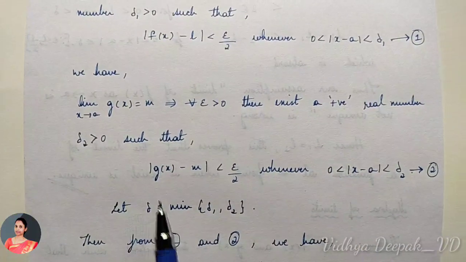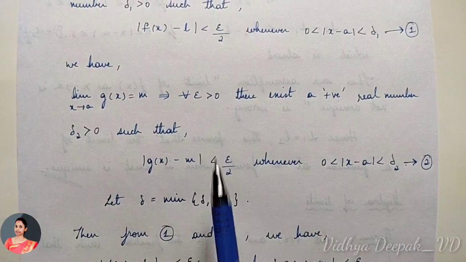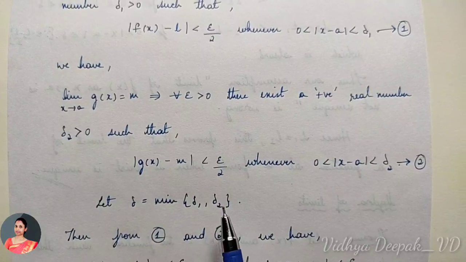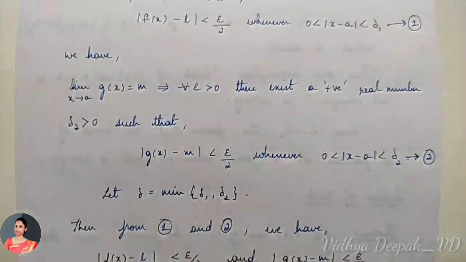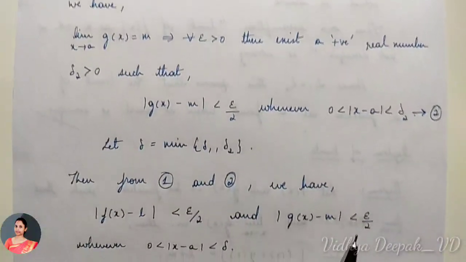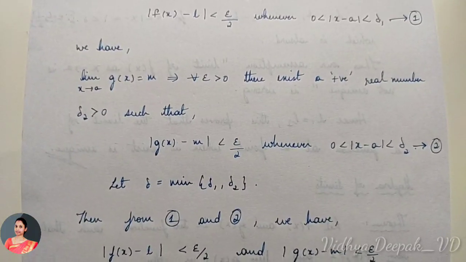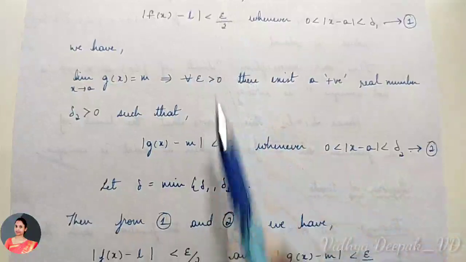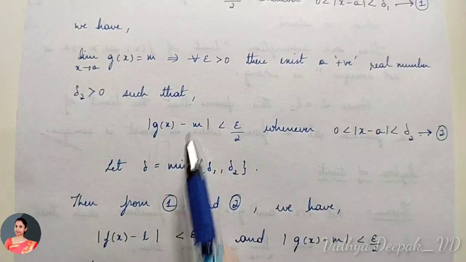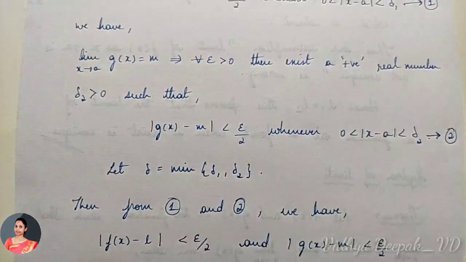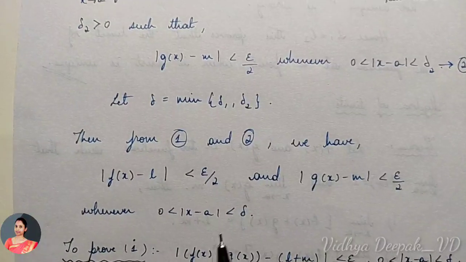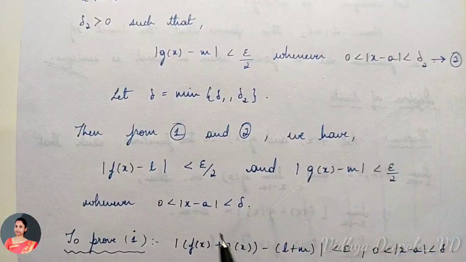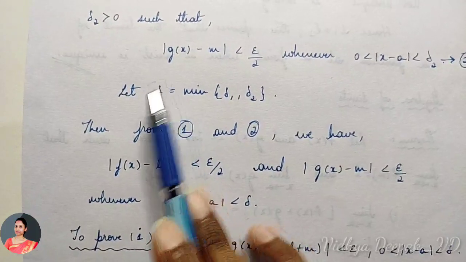Okay, we know that let delta be taken as the minimum of delta 1 and delta 2. So we can replace delta 1 and delta 2 by delta now. So from 1 and 2, what are we having? Mod of f of x minus L is less than epsilon by 2, and mod of g of x minus M is less than epsilon by 2 whenever 0 less than mod of x minus a less than delta. This was delta 1 and delta 2, we are taking it as delta now.